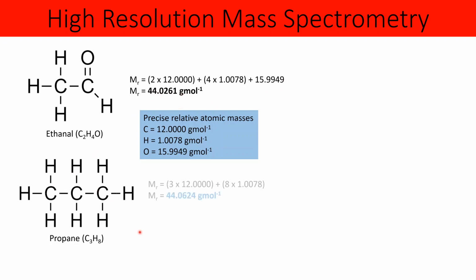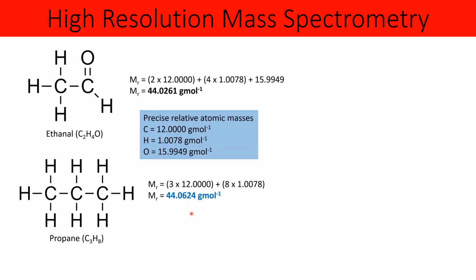Now let's look at the propane. It's got different elements in it, so therefore we're using different precise relative atomic masses, and therefore we're going to get subtly different answers here for what the MR is for these compounds. So we've got a different relative formula mass when we use precise relative atomic masses.